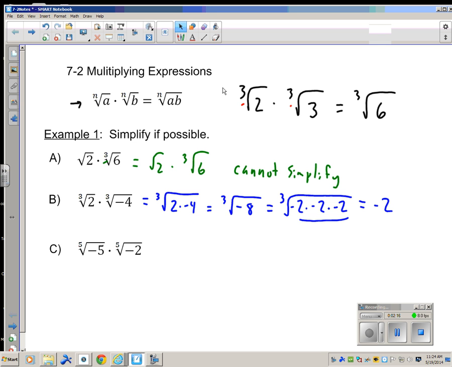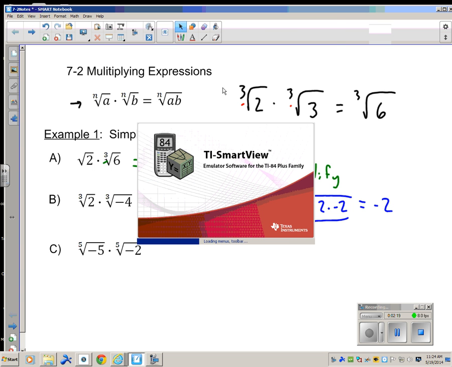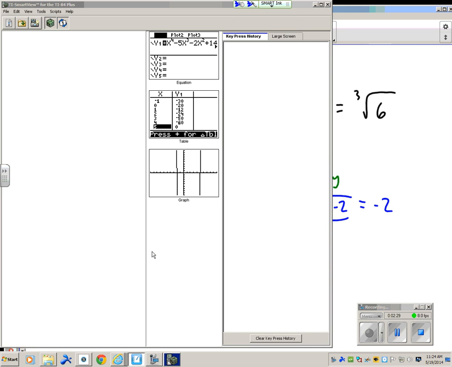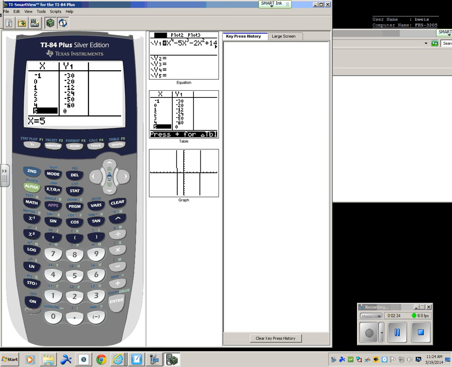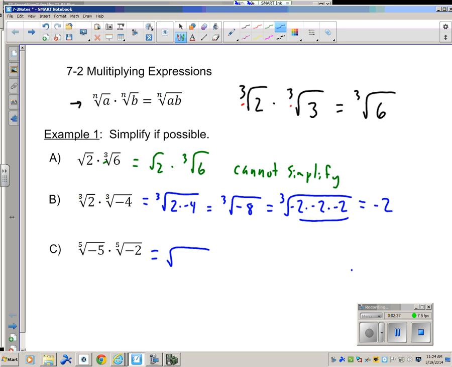So let's come down here and look at letter C. Fifth root of negative 5 times the fifth root of negative 2. Again, we can combine those together. So I can take the fifth root, combining negative 5 and negative 2. Negative 5 times negative 2 is positive 10. So I just get the fifth root of 10. If you try putting that into your calculator, you're going to realize you can't get it.